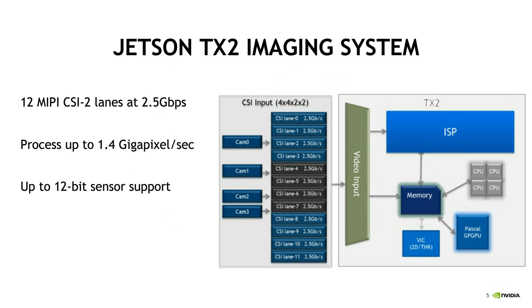Now we'll take a closer look at the Jetson TX2 imaging system. For video input, it has a total of 12 MIPI CSI2 lanes that are each capable of 2.5 gigabits per second. And that's split into 3 CSI bricks that allows for flexibility in how you hook up the cameras based on bandwidth requirements. For image processing, Jetson has an advanced hardware-accelerated ISP that can process up to 1.4 gigapixels per second, which is roughly 6 simultaneous streams of 4K resolution at 30 frames per second. In addition to the CSI lanes, Jetson TX2 has USB 3 and gigabit Ethernet ports for connecting your processed video cameras.